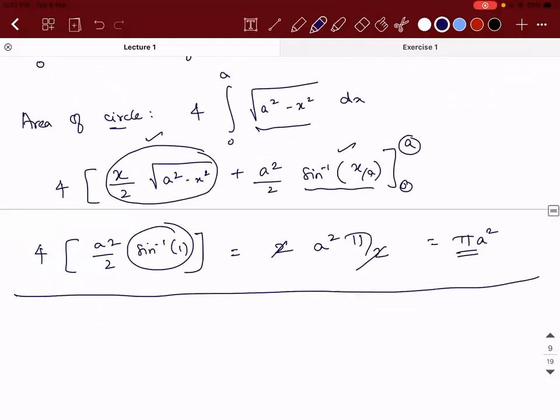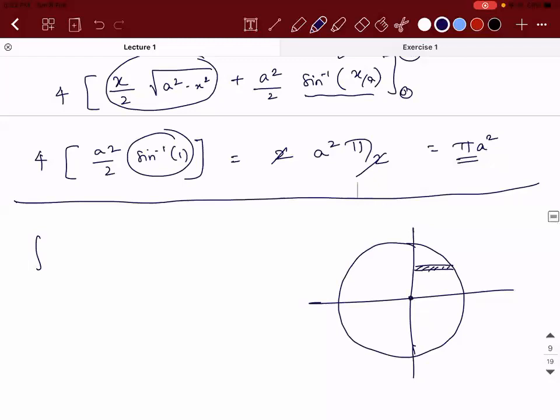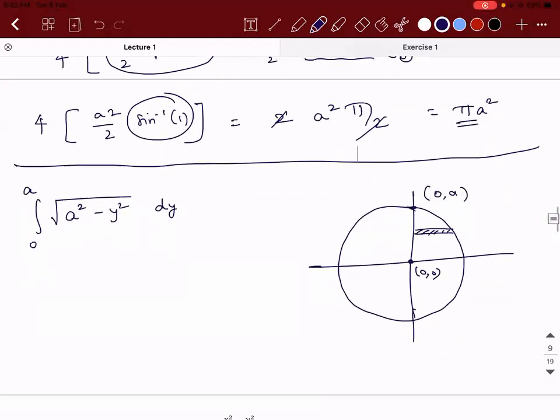Why can't we calculate it with respect to the y-axis? Now, I'll do the same problem with respect to the y-axis and show. See, if I drop a perpendicular here, then I will write the integral. This point is 0, 0 and this point is 0, a. Now I need to take the limits of y coordinates, 0 to a, of square root of a square minus y square dy. Correct? Yes. So the area of the circle will be 4 times this value.